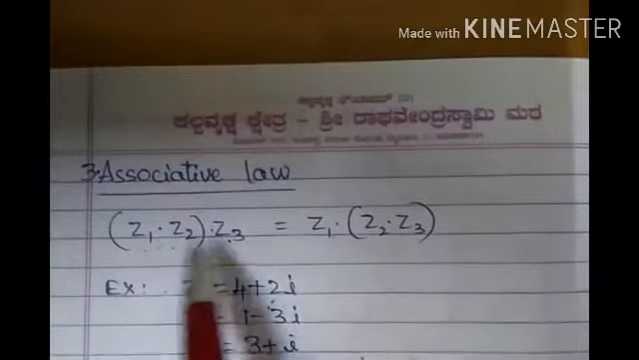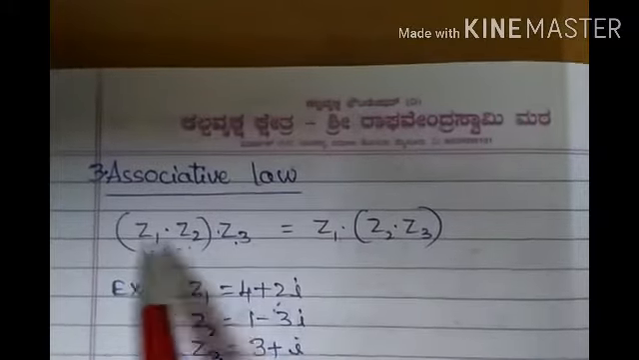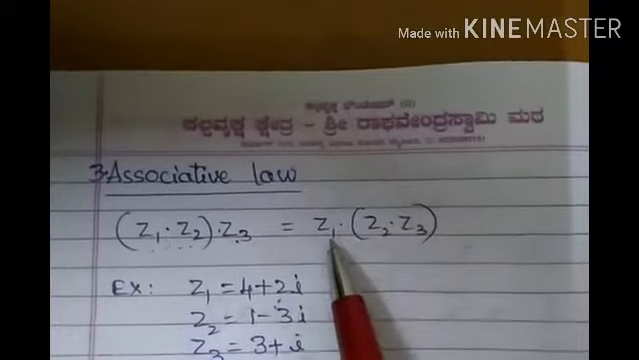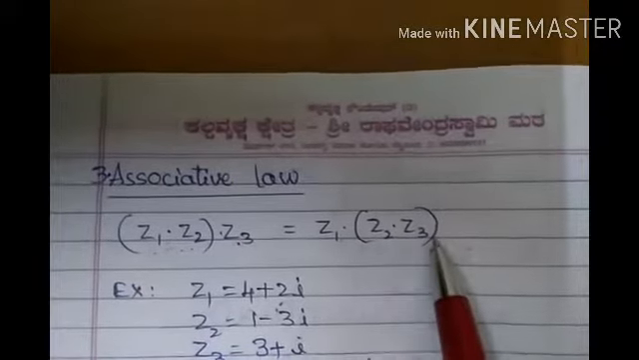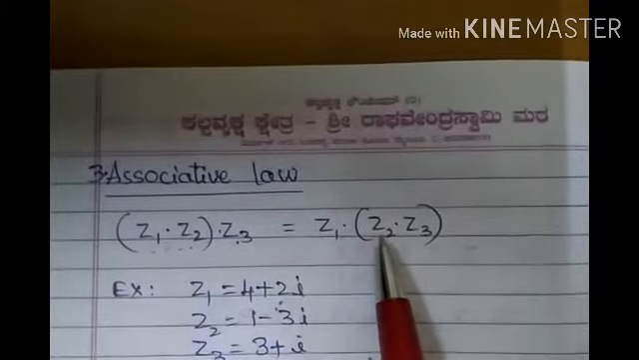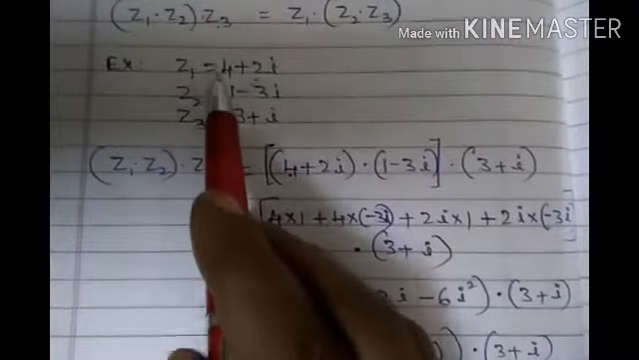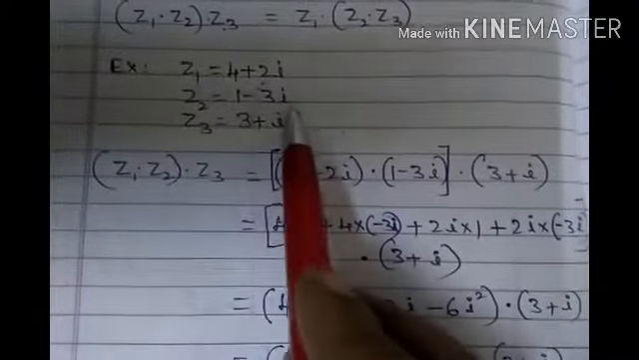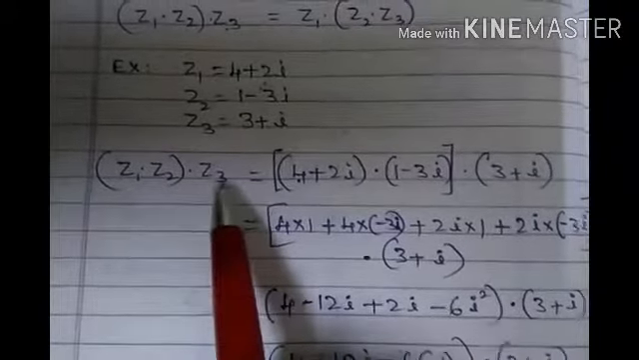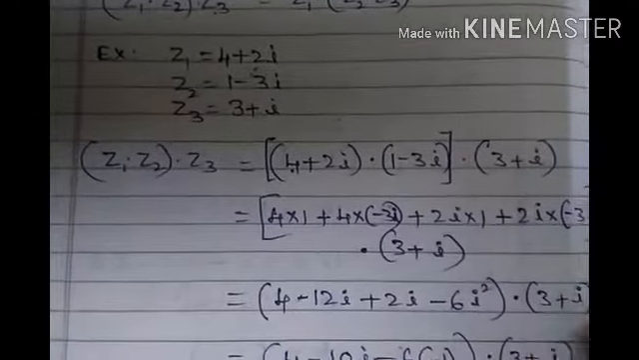Here I have taken three complex numbers, and in LHS, first I have multiplied Z1 and Z2 and then with Z3. In RHS, first I have multiplied Z2 and Z3 and then with Z1. We can verify this by taking an example. Let Z1 is equal to 4 plus 2i, Z2 equal to 1 minus 3i, Z3 equal to 3 plus i. (Z1 into Z2) into Z3 equal to (4 plus 2i) into (1 minus 3i) into (3 plus i).